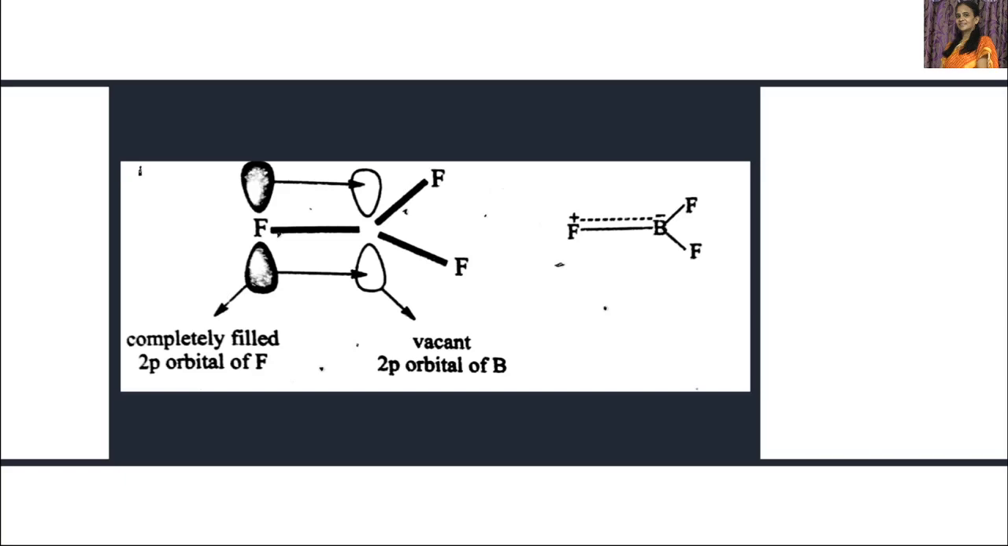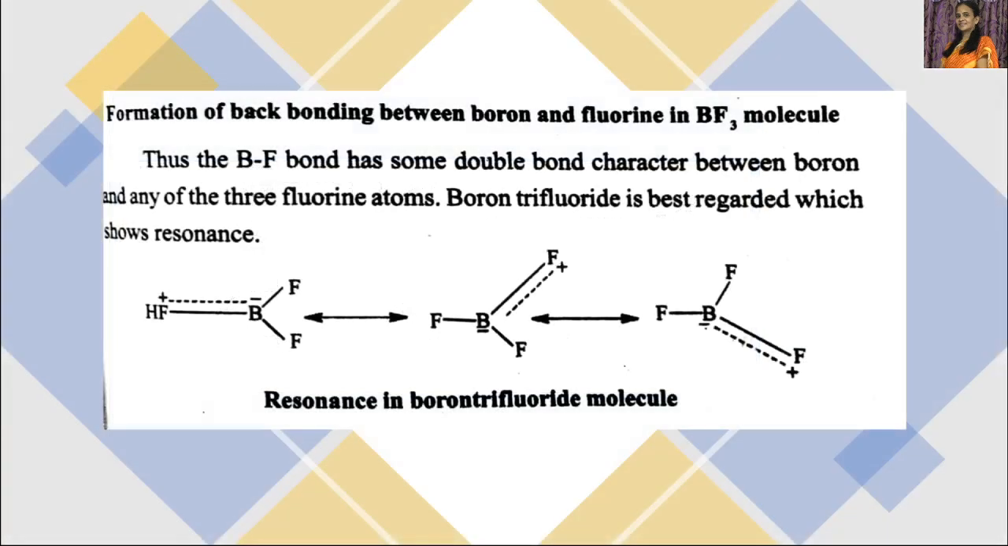Because of this reason, the order is reversed. This one we can observe: formation of back bonding between boron and fluorine in BF3 molecule. Thus the BF bond has some double bond character between boron and any of the three fluorine atoms. Either this bond may be having double bond character, or this bond may be having double bond character, or this bond may be having double bond character.